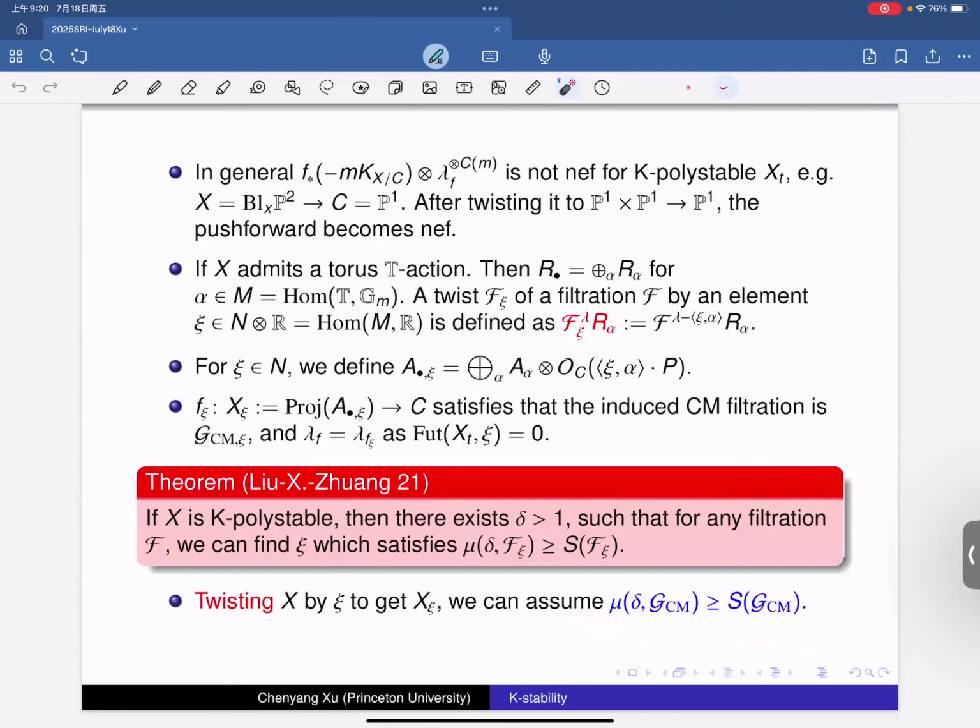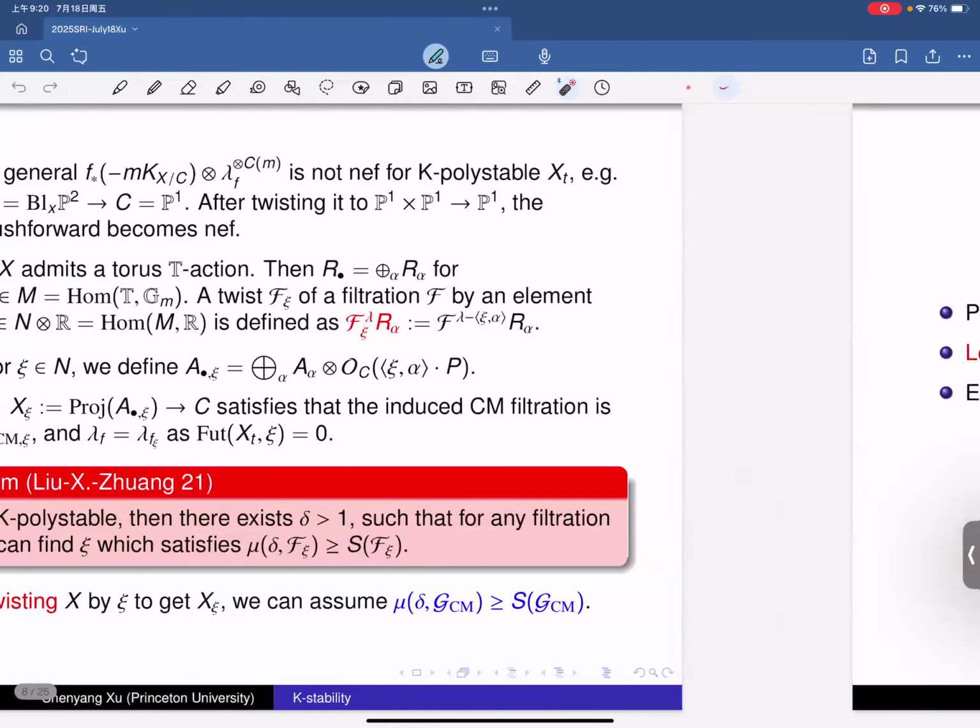So what I'm doing, basically, is I just twist back this family into P1 cross P1. And this twisting is dictated by this Kasi here. This Kasi is chosen to satisfy this inequality. Somehow this K-stability will force you to find the right twist, and the right twist will make this work. And then the push forward will become NF, and then you can go along to prove the ampleness of the same line bundle. So that's how we prove the ampleness of the same line bundle.